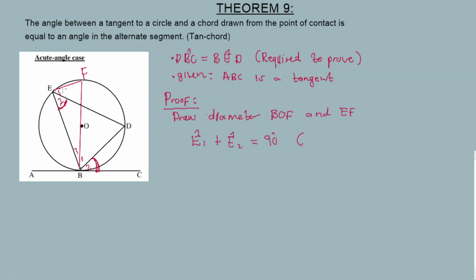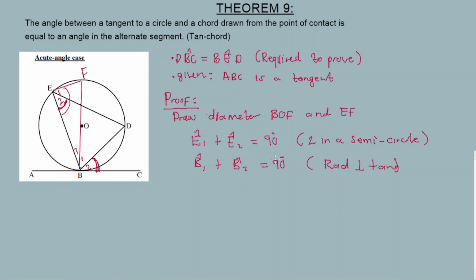Why? Because this angle as a whole is an angle in a semicircle. And then as well as B1 plus B2 is equal to 90 degrees. Theorem 7, radius perpendicular to a tangent, right? So you know 90 degrees.